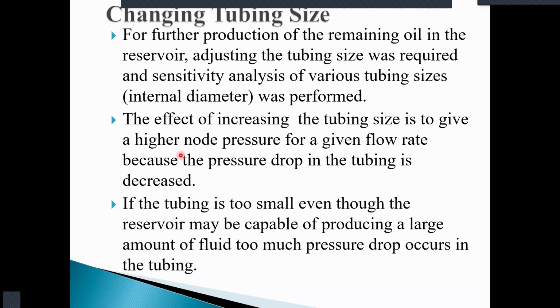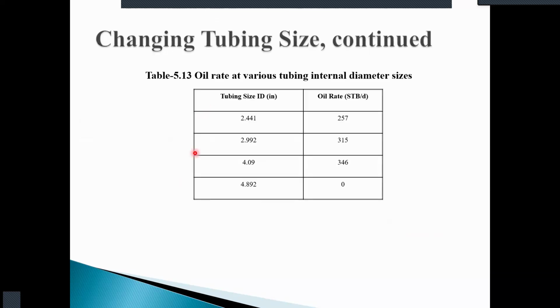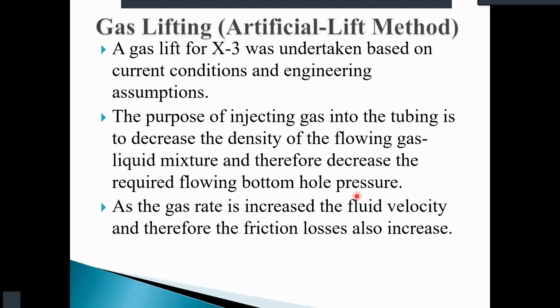From changing tubing size, we can also see the effect of increasing flow rate. If the tubing size is increasing, the oil rate should actually increase. So what is happening here? I think they are combining everything together. Since tubing size is increasing, the oil rate is decreasing here. That should not happen technically.